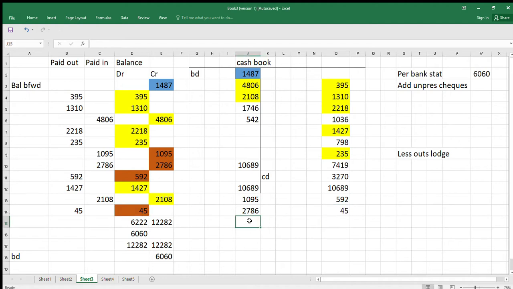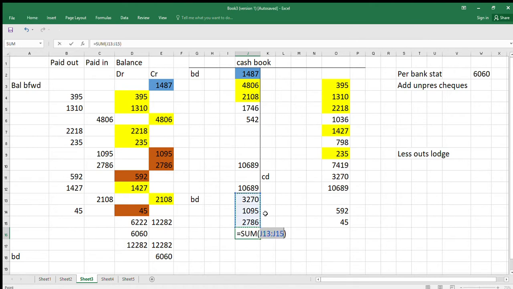Right. Now let's redo this here. What we also need to do as well, let's just insert a little, shift those cells down. So that's our brought down into this adjusted cash book. So this is step 3 now, adjust the cash book. So step 1, the yellows, step 2, the blue, step 3, let's do these ones here.